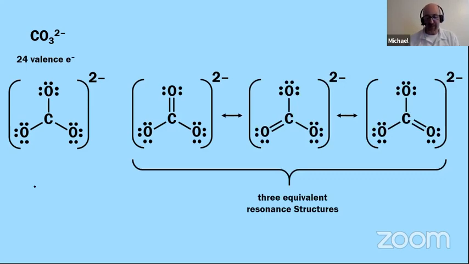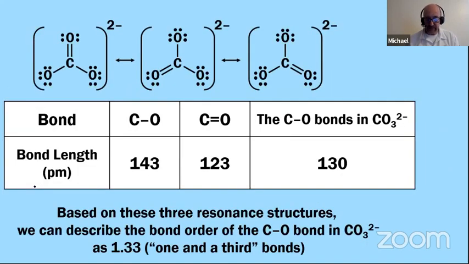The actual bonding in the carbonate ion is that all 3 bonds are the same length. And as you can see here, that bond length in carbonate is somewhere in between a single and a double bond. So based on these 3 resonance structures, we could describe the bond order of carbon-oxygen in carbonate as about 1 1/3. It's the average of these 3 structures.